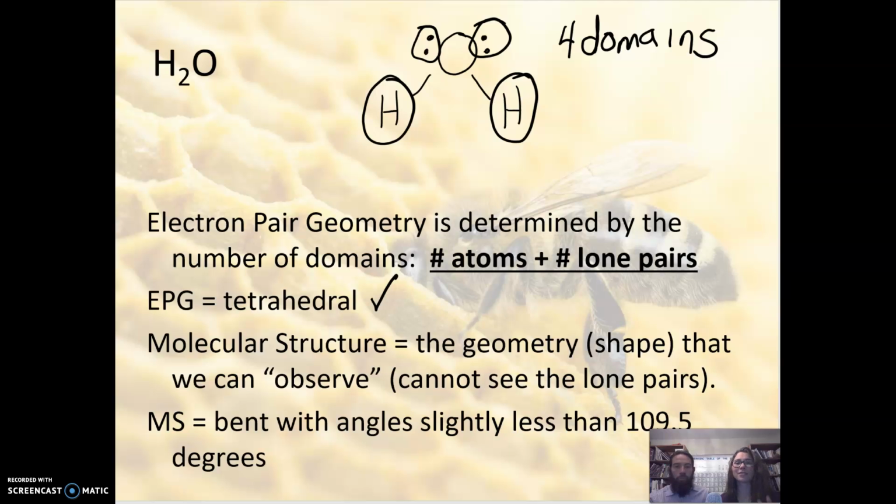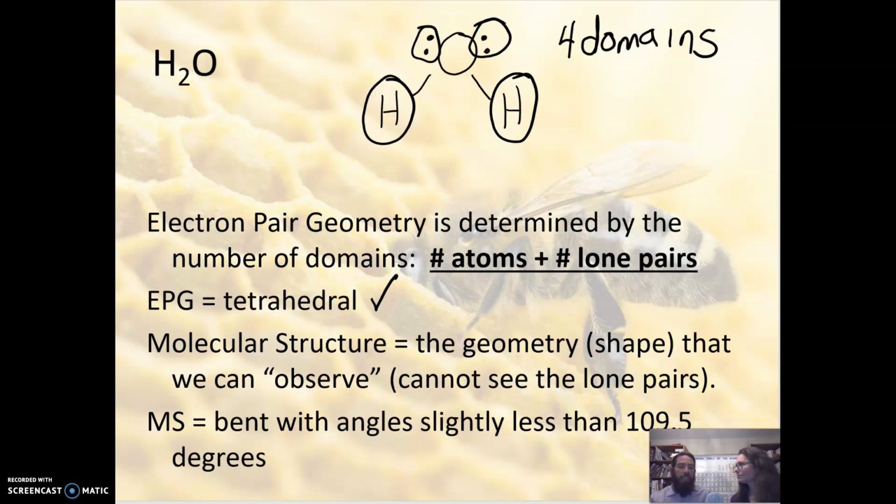The lone pairs are there, they're occupying space, they're pushing these hydrogens into this tetrahedral position. But if we could look at the molecule, we would just see the H and the O and the H, and that would be a bent geometry. So we have two different things: electron pair geometry, and then we have molecular shape or molecular geometry. You'll see this as molecular shape, MS, or you might see it as MG, molecular geometry as well.